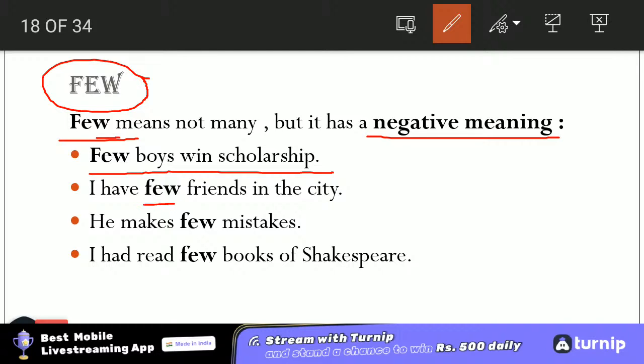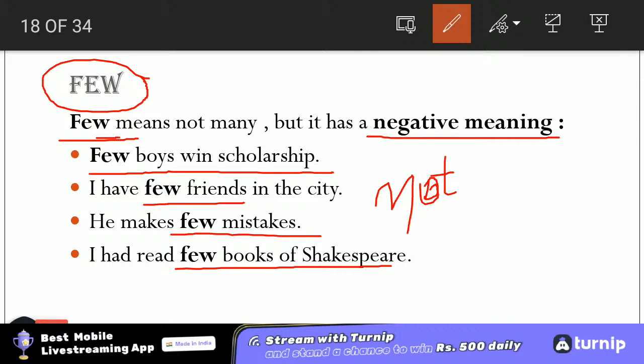I have few friends in the city. कुछ friends हैं. He makes few mistakes. Mistakes can be counted, at how many wrong spellings you have written or how many times you have done the mistake. So he makes few mistakes. Next, I had read few books of Shakespeare. कुछ ही पढ़े हैं, ज़्यादा नहीं. I have read not many books. So when basically not many is coming in your mind, you need to use what? You need to use, in the case of not many, few.